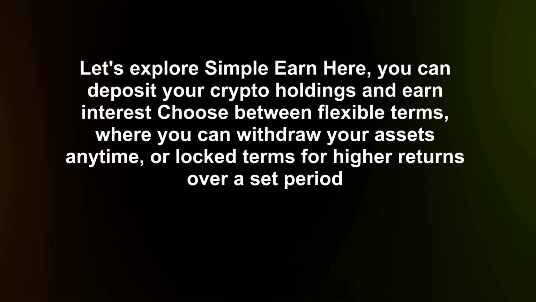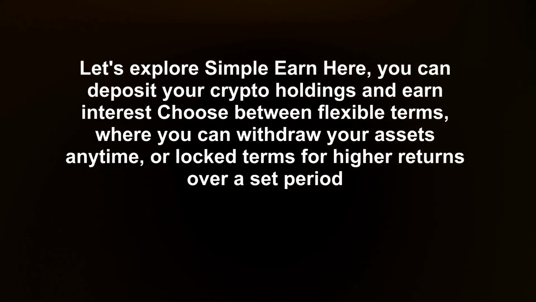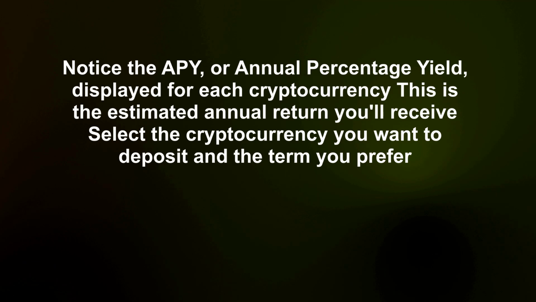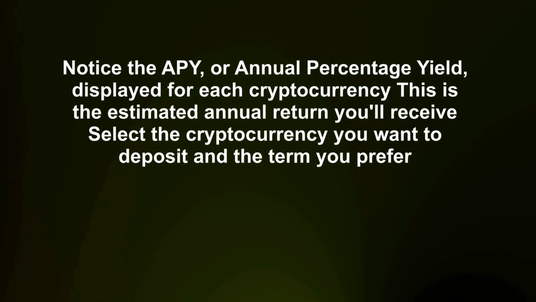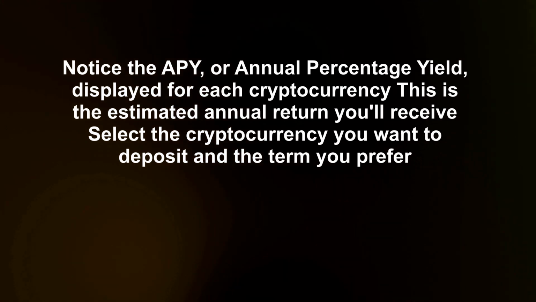Choose between flexible terms, where you can withdraw your assets anytime, or lock terms for higher returns over a set period. Notice the APY, or annual percentage yield, displayed for each cryptocurrency. This is the estimated annual return you'll receive. Select the cryptocurrency you want to deposit and the term you prefer.